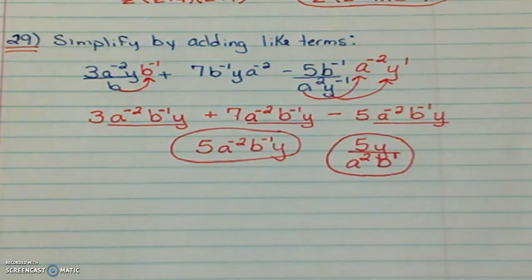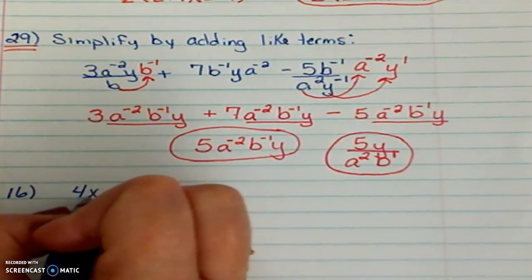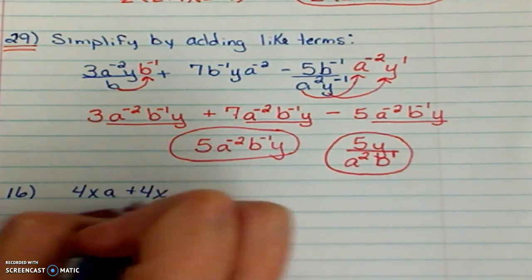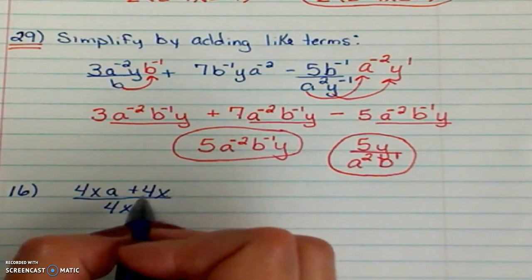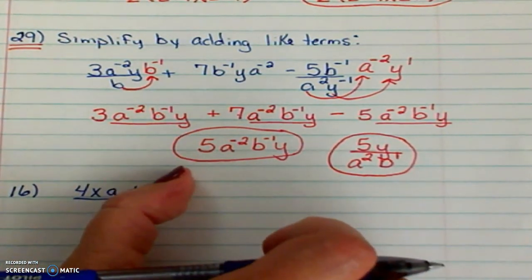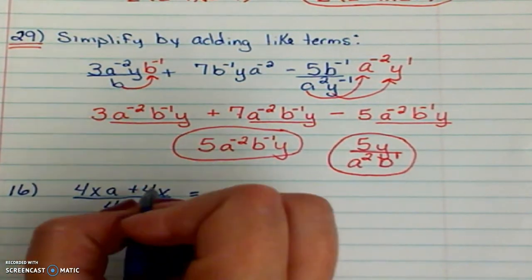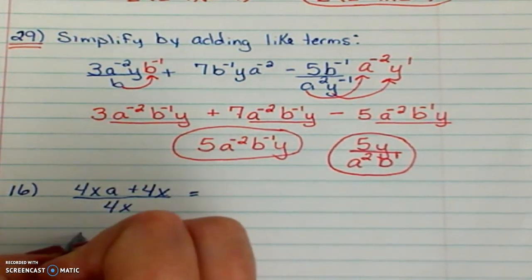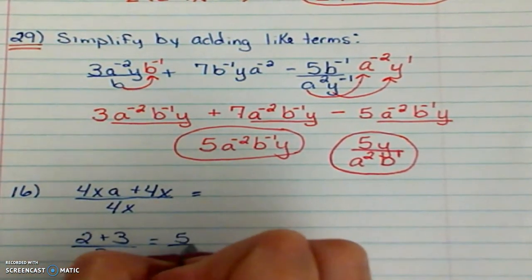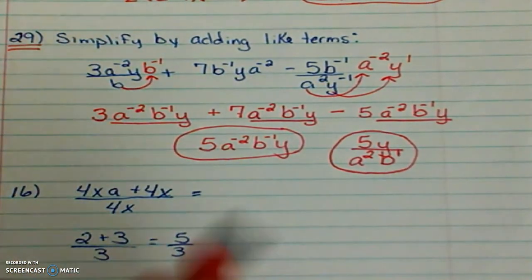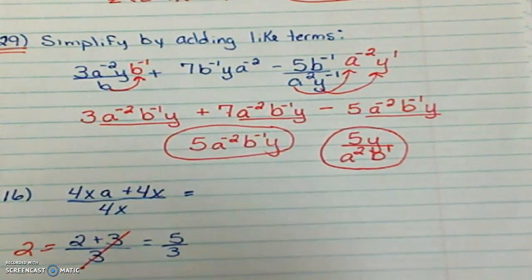One more that I want to point out just while we're at it is problem number 16 on your homework assignment. It has 4xa plus 4x over 4x. Now just to refresh your memory, some of you want to cross out the 4x and say that your answer is 4xa. But remember, it has to occur in every single term. You cannot reduce just a term. We cannot say 2 plus 3 over 3, which is the same thing as 5/3. We cannot say that I'm just going to cross out the 3's and it simplifies to 2, because 5/3 is not the same thing as 2.